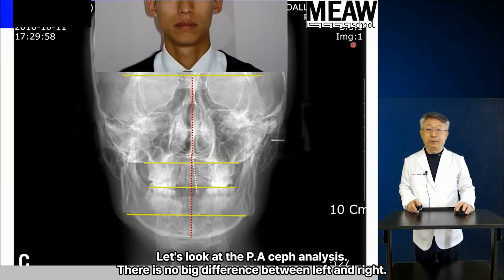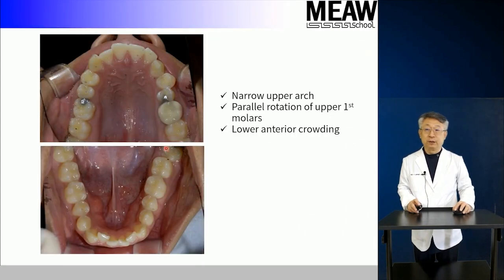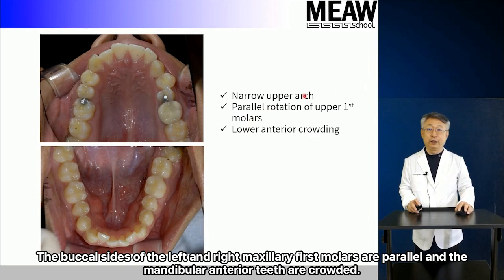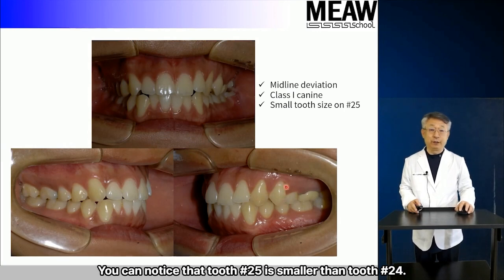Let's look at the PA-CEF analysis. There is no big difference between left and right. However, the midline of the maxillary arch moved slightly to the left. The maxillary arch is a little narrow. The buccal sides of the left and right maxillary first molars are parallel, and the mandibular anterior teeth are crowded. The midline is slightly deviated, and the canine key is class 1. You can notice that tooth number 25 is smaller than tooth number 24.